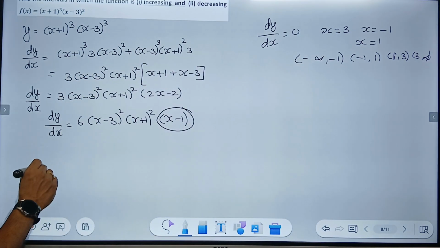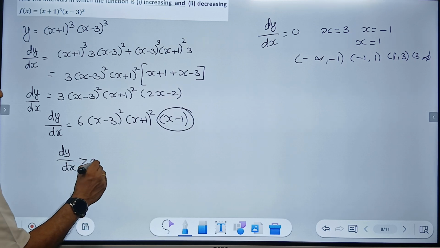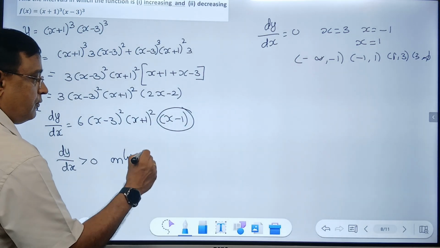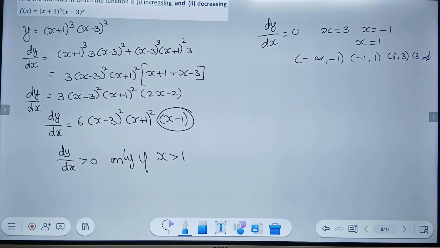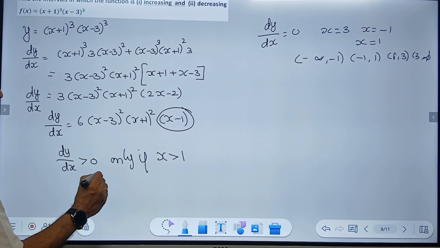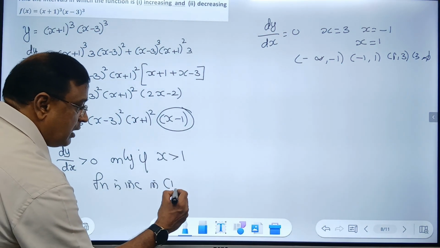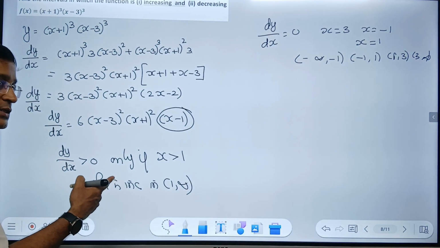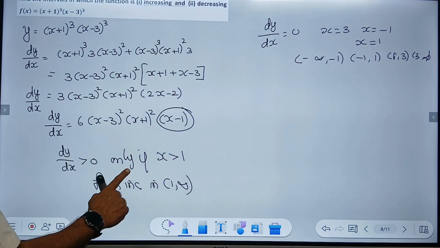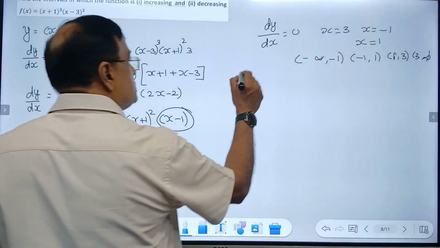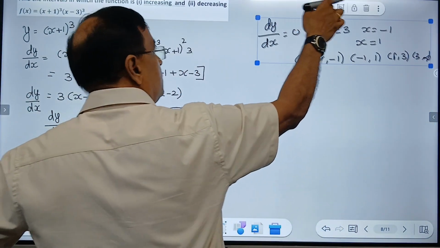Correct? So can I say dy by dx will be greater than 0 only if x is greater than 1, when x minus 1 is positive. So x is greater than 1. So can I say the function is increasing in 1 comma infinity? I did not use the word strictly increasing, I used the word increasing. It is only increasing in 1 comma infinity. Okay. Now can I also say, I will remove this, this is not required for me, but I need to explain more in this.